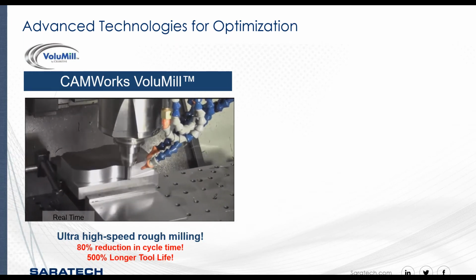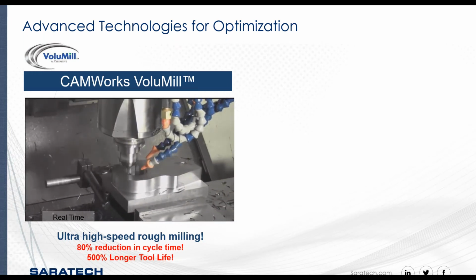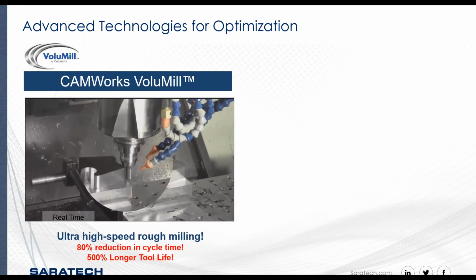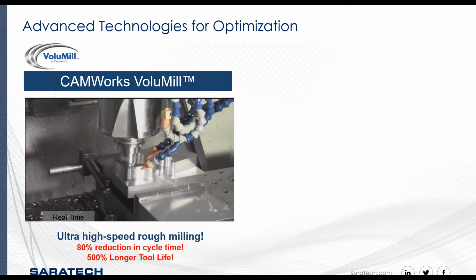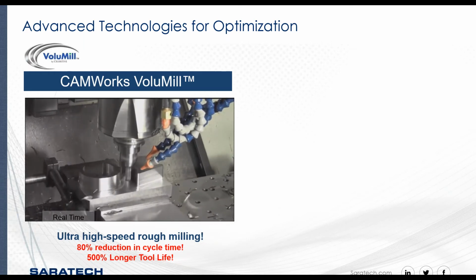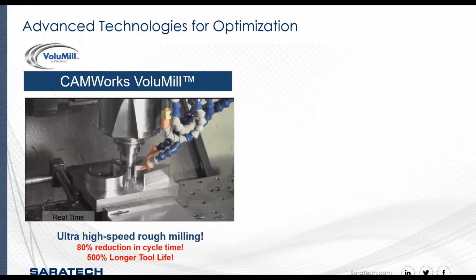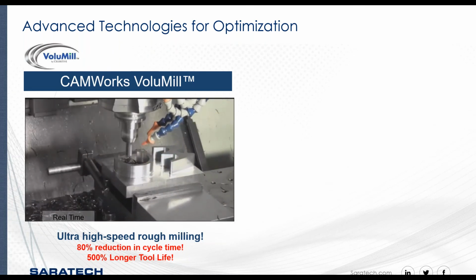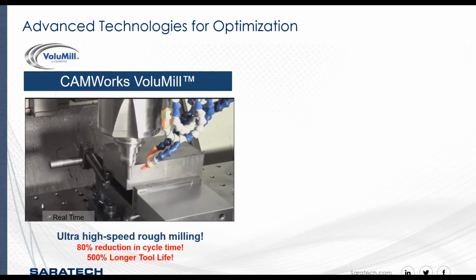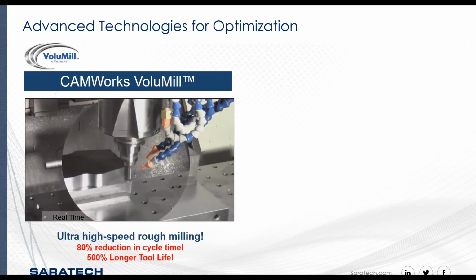As you can see there, 80% or more reduction in cycle time, increasing tool life by as much as 500%, and that's no joke. As a result, using volume mill, your company could possibly increase production by as much as 400%. And this is by not even changing machines or machinists. It's just programming differently, using your existing tools and machines differently.